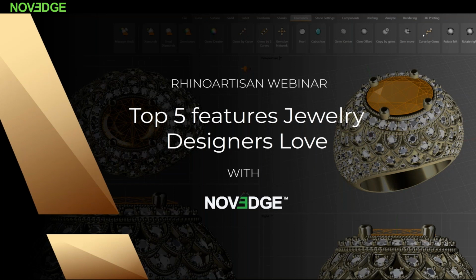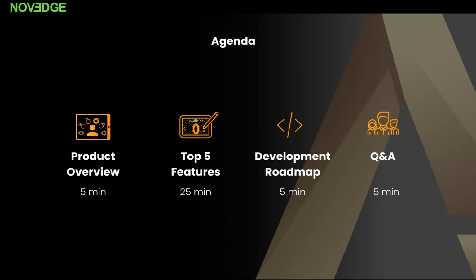Then this is the agenda for today. We will do a quick product overview of 5 minutes, and then we will focus on these top 5 features. It will be 25 minutes because we will do 5 minutes for each one. And then we will finish with the development roadmap. What is the news that we are working on, what is coming soon, and later question and answers.